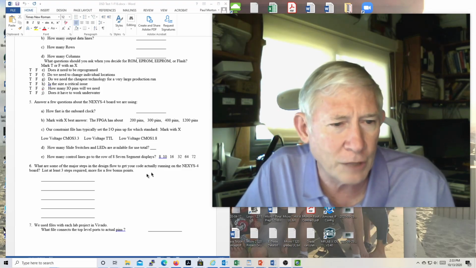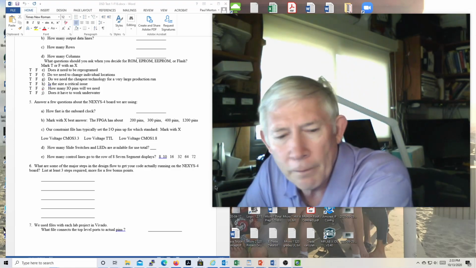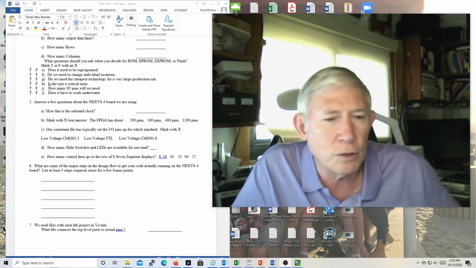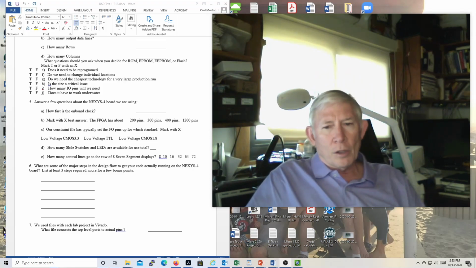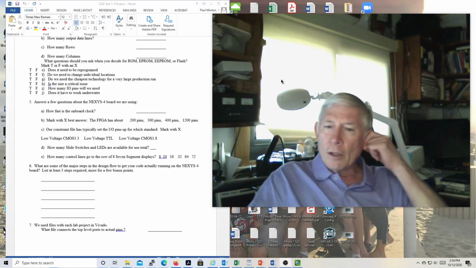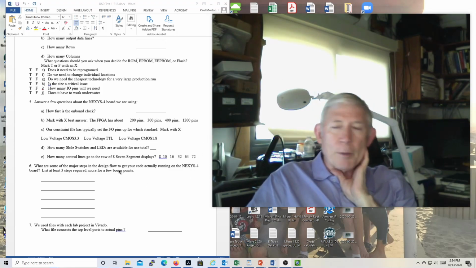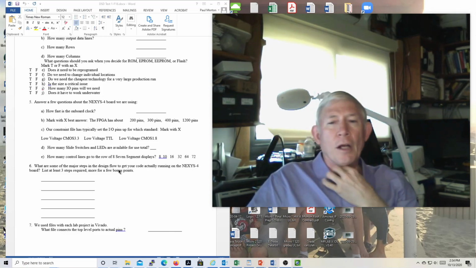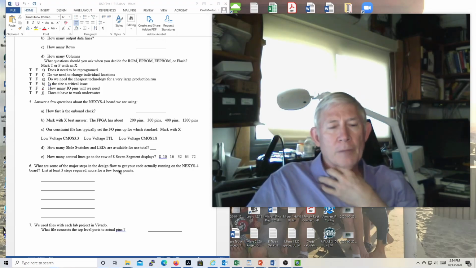What are some of the major steps in the design flow to get your code actually working? Well, if you look at Vivado, you should be able just to go through that. But obviously, we can elaborate the design. We can simulate the code. We can synthesize the code. We can do a post-synthesis simulation. Then we can implement the design. We can do the mapping, placing, and routing, and then we can generate the bitstream, and then we can program the board.